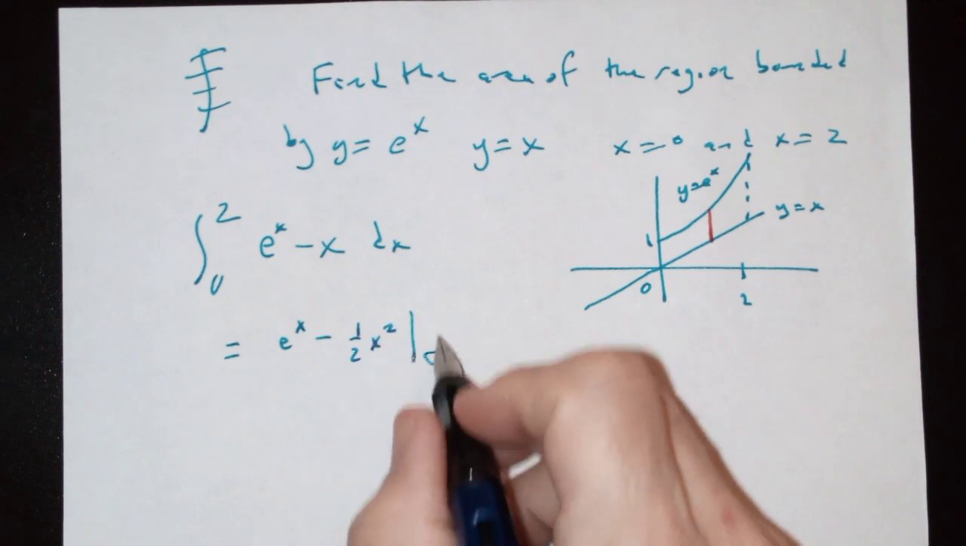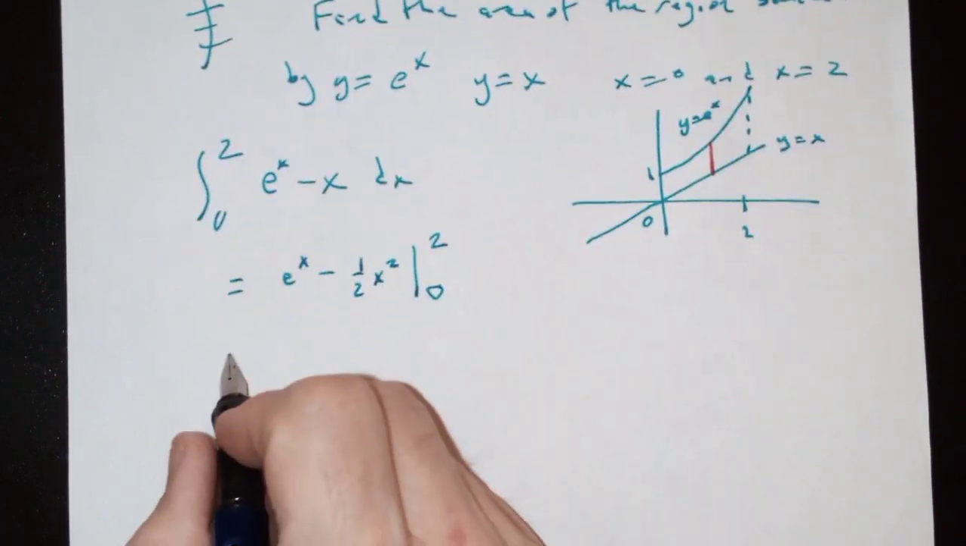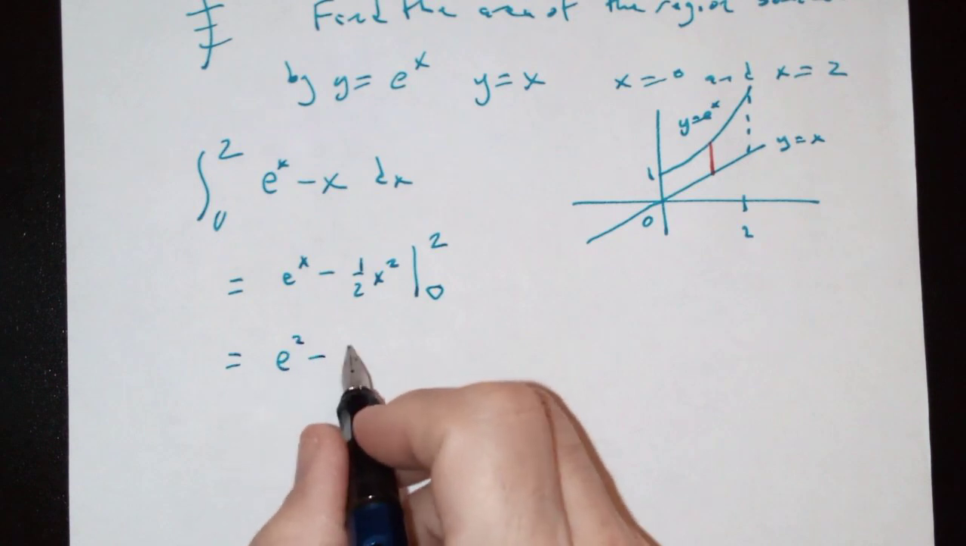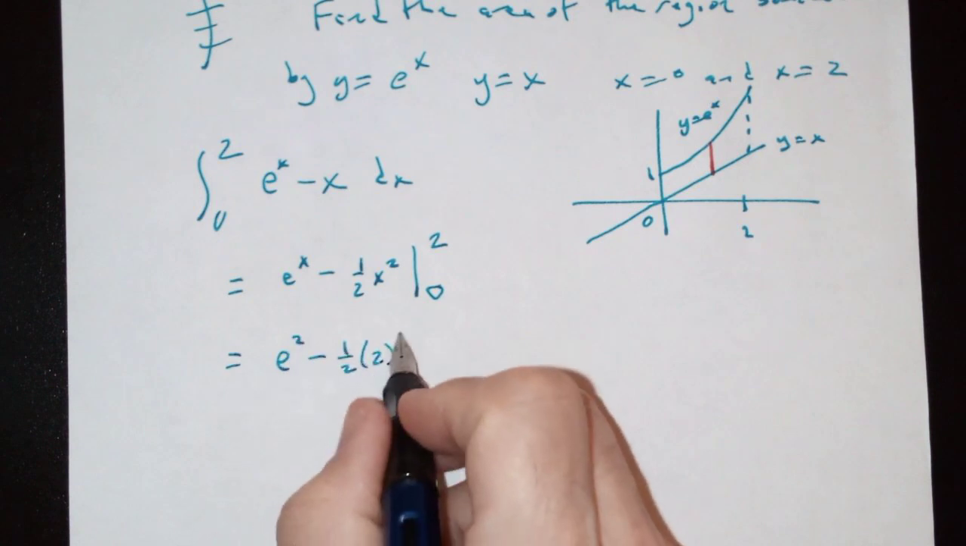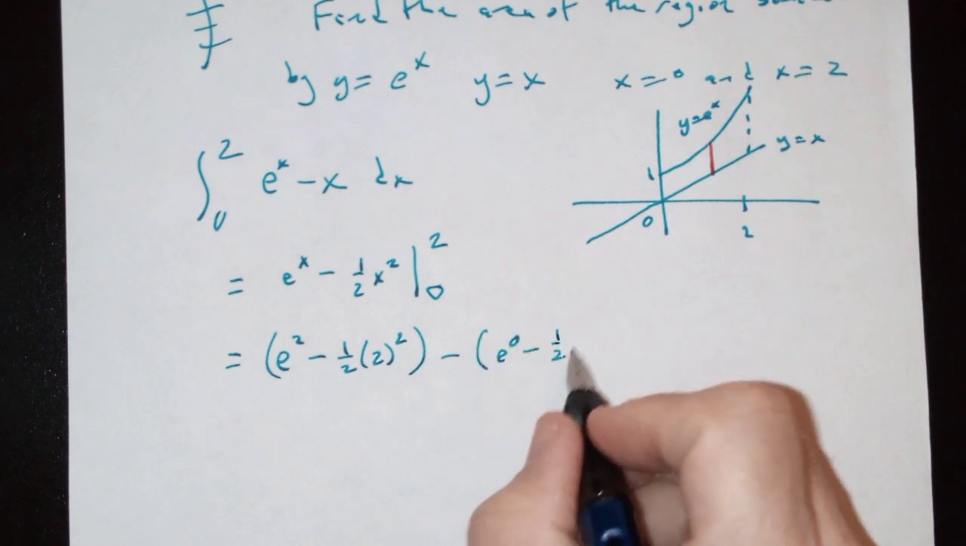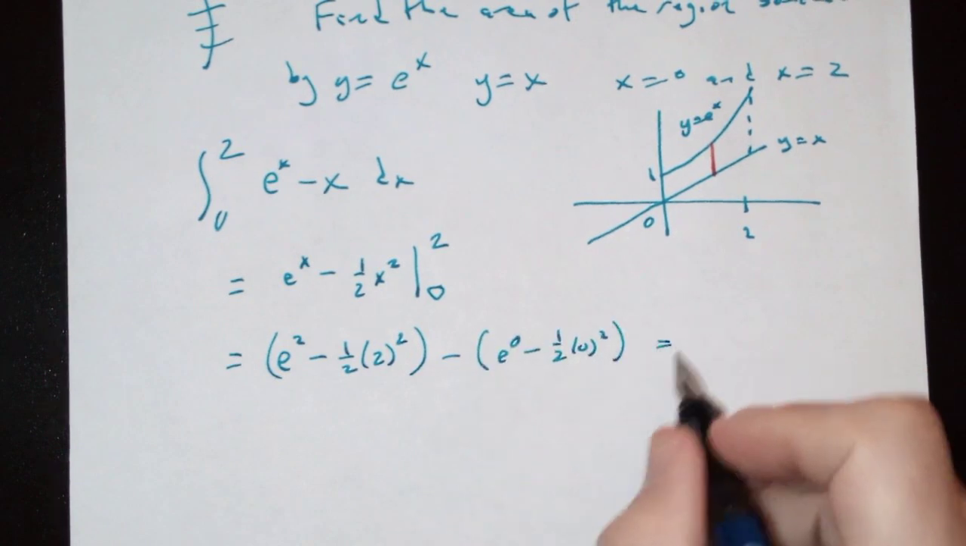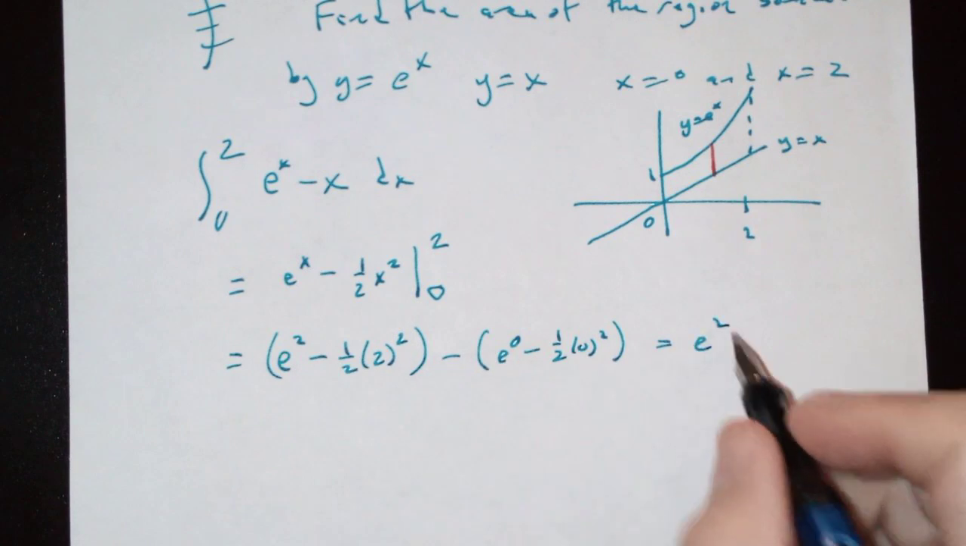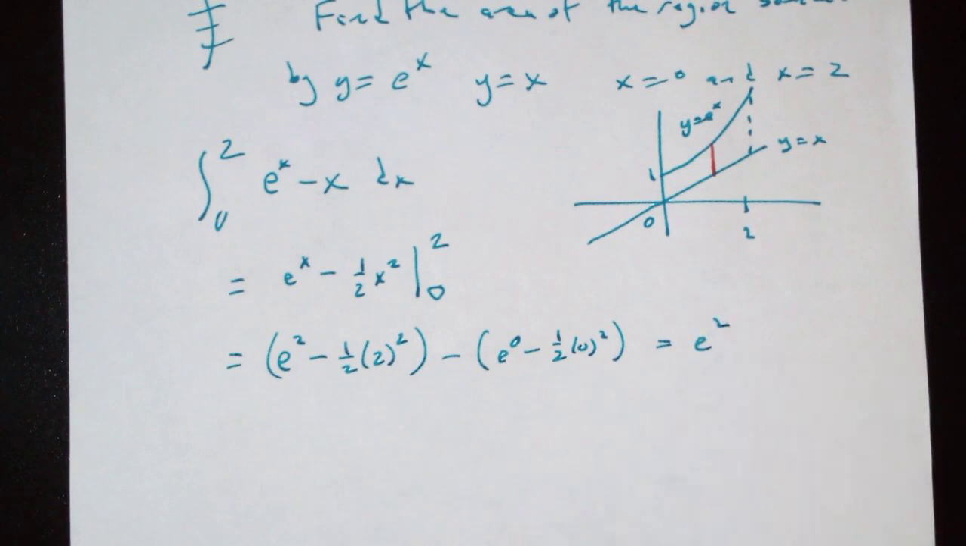1/2 x squared. And then we go from 0 to 2. So I plug in 2. I plug in 0. E squared, I'm just going to leave as e squared because I don't know what that number is and it's ugly.